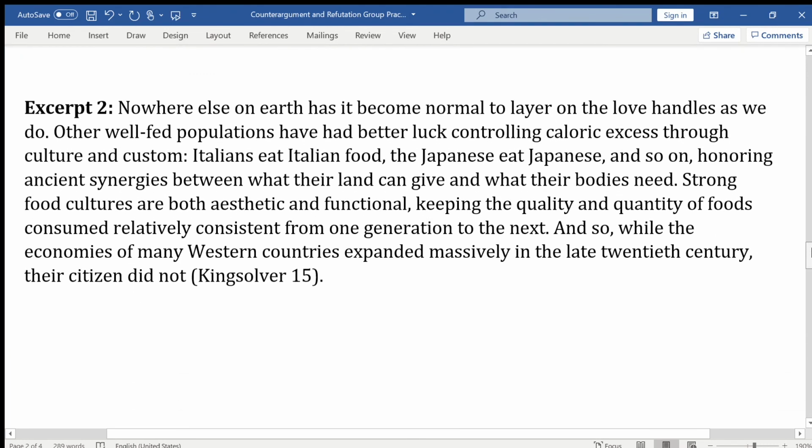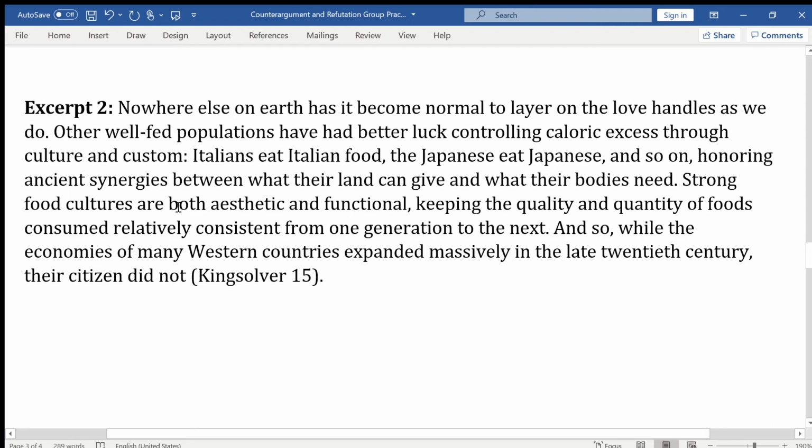Moving on to excerpt number 2 and practice number 2. Nowhere else on earth has it become normal to layer on the love handles as we do. Other well-fed populations have had better luck controlling caloric excess through culture and custom. Italians eat Italian food, the Japanese eat Japanese, and so on, honoring ancient synergies between what their land can give and what their bodies need.